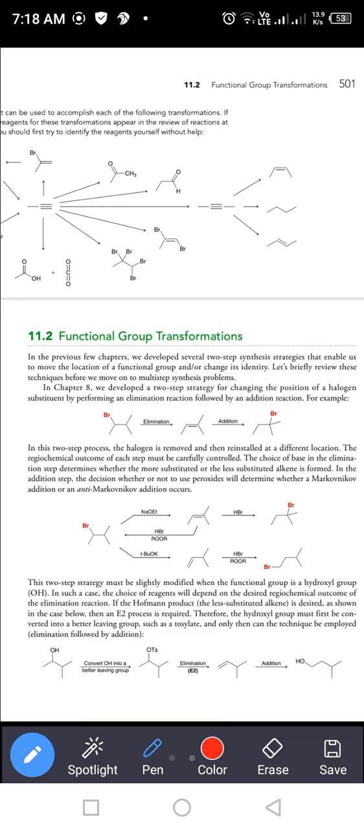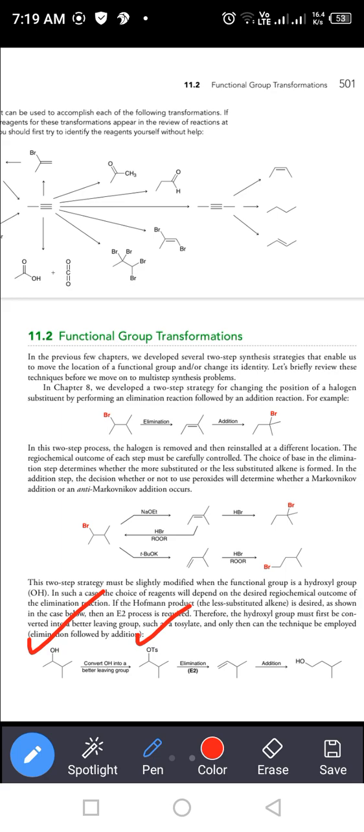As in the reaction given over here, it is the OH functional group. Sometimes it is impossible to bring out the OH group directly. How can we put the OH group on this carbon? First of all, change this OH group into OTs, tosyl. This is a good leaving group. So make the OH group a good leaving group.